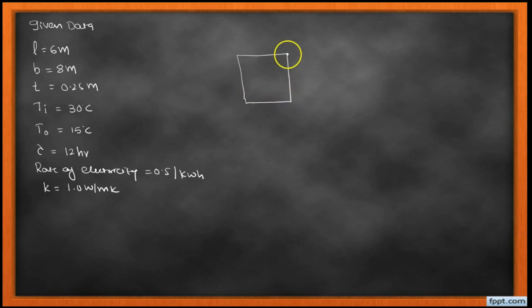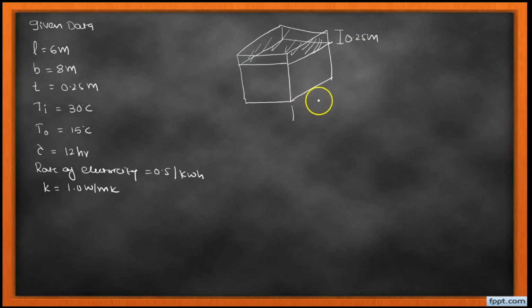like this as I have shown over here in the schematic diagram. So this is the roof which is made of concrete. So this kind of structure is there. This is a concrete material. This thickness is given, that is 0.25 meter. This width is given, that is 6 meter. This is given as 8 meter.